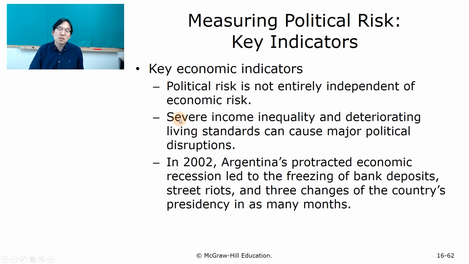I mean, this is happening everywhere in the world, right? It used to be happening in one part of the world, and the other part was okay. But nowadays, starting from the United States, everywhere, right? All those racial conflicts in the United States, why is that happening? In the end, it goes back to income inequality and those social distresses. Class struggle goes on. In 2002, Argentina's protracted economic recession led to the freezing of bank deposits, street riots, and three changes of the country's presidency in as many months.